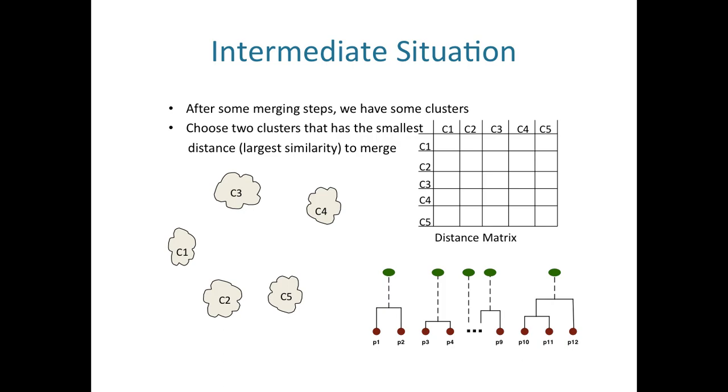On the right-hand side we see the distance matrix, and on the bottom right we see the distribution of the points and the clusters. So what you see there is that P1 and P2 are part of one cluster, P3 and P4 are part of another cluster, P8 and P9 are part of another cluster, and P10, 11 and 12 are part of another cluster. That's the dendrogram distribution. So we need to compute the distance between all the clusters and then merge the ones that are closest.